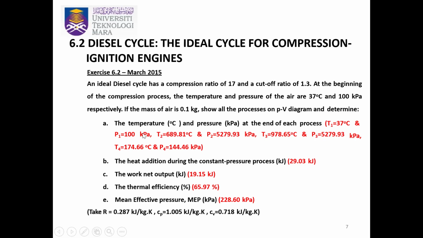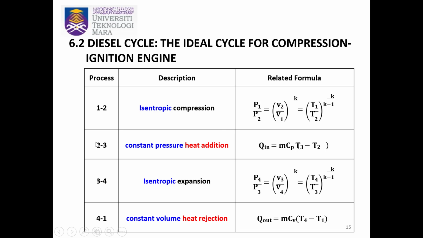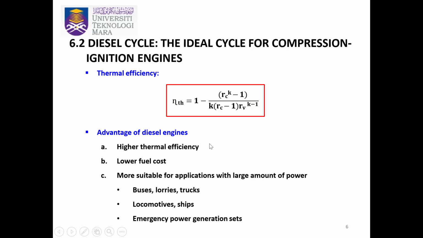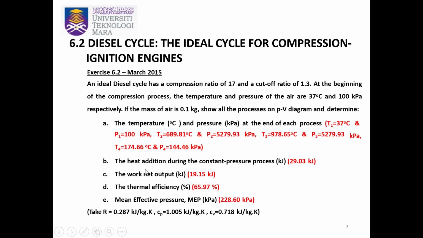Okay, the heat addition during the constant pressure process. Heat addition pun sama. We have this equation, so just use this equation. But you need to know the temperature lah dulu. Okay, awak kena cari temperature dia dulu. Okay, and then the work net output. Work net sama dengan apa? Kita tengok rujukan nota sebelum ni. Work net sama dengan Q apa minus Q apa.